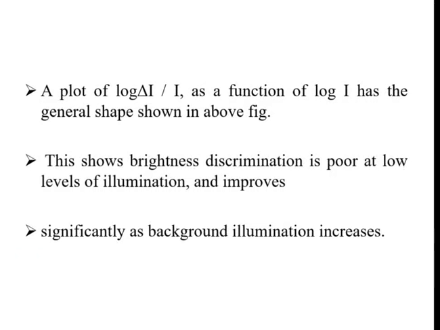A small value of delta I_c upon I means that a small percentage change in intensity is discriminable. This represents good brightness discrimination. Conversely, a large value of delta I_c upon I means that a large percentage change in intensity is required. This represents poor brightness discrimination.